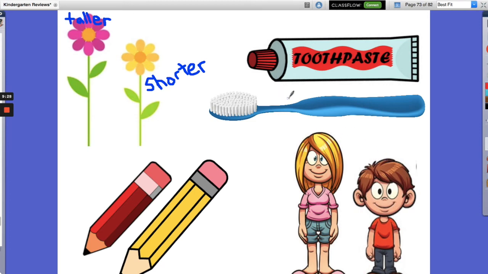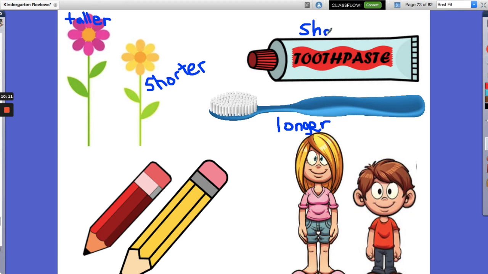Now, our toothpaste and toothbrush are side by side, and they are laying in that horizontal position, so side to side. And so instead of talking about being tall and short, we would say what words? So instead of saying that the toothbrush is taller, we're going to use that word, longer. The toothbrush is longer than the toothpaste. If we're going to describe the toothpaste, we're still going to use that same word like we did with the flowers and with the boy and the girl, because the toothpaste is shorter.